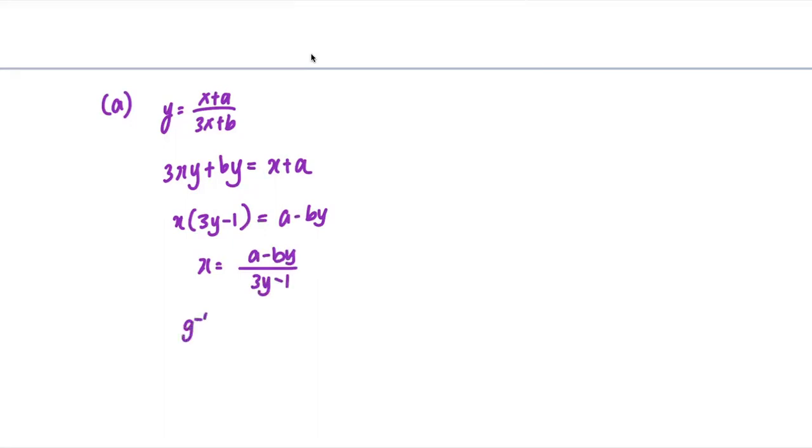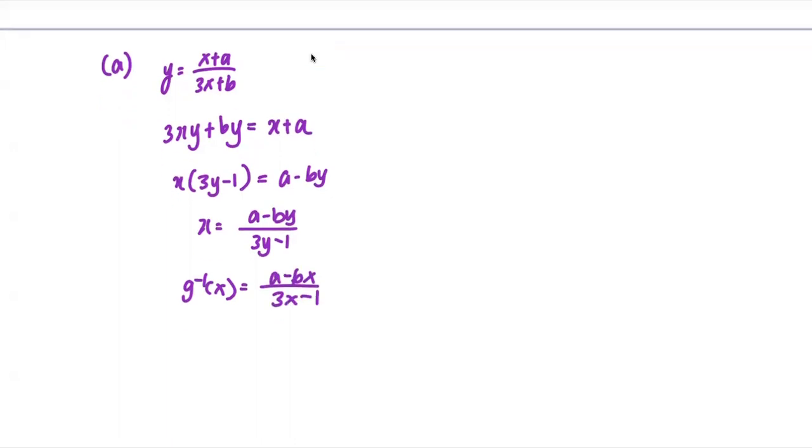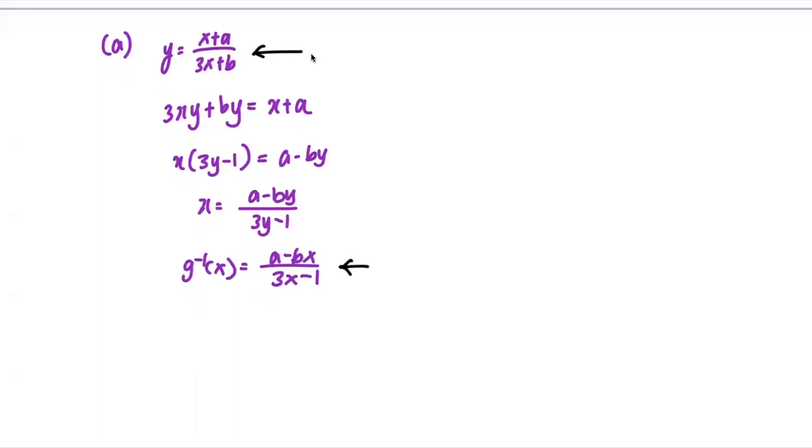So this will tell you that the g inverse of x is equal to (a minus bx) over (3x minus 1). Now we are told that this is a self-inverse function. So self-inverse means that this is equal to this. So by comparison, by observation, you can see that b is -1. And to find a, we can equate the numerator. a minus bx equals x plus a. You're given a point, which is g(1) equals 5. You can use that to find the value.